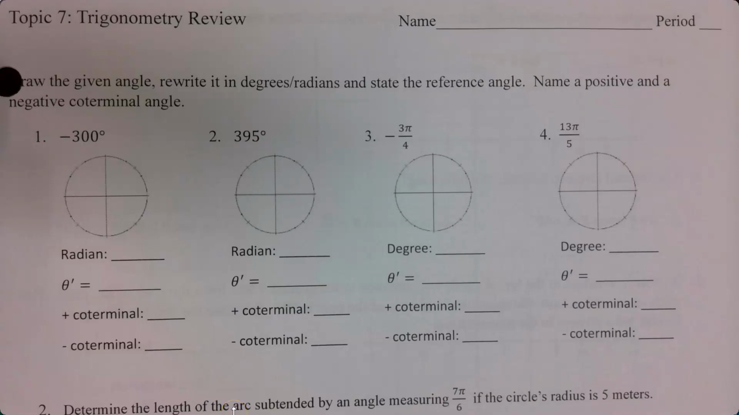In this video, I'm going over the Chapter 7 test review. So it wants me to draw the given angle, rewrite it in degrees and radians, and then state the reference angle, name a positive and coterminal angle.